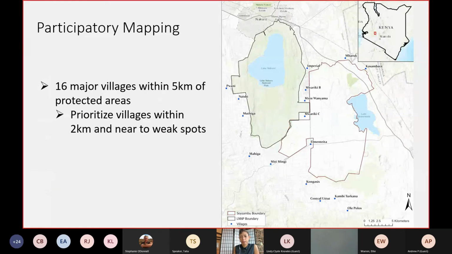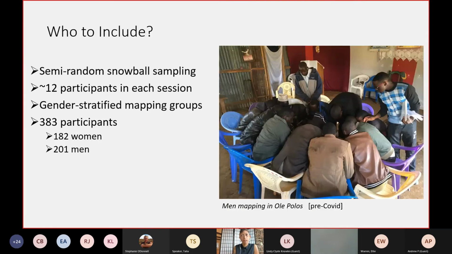Of course, we also used participatory mapping. We chose 16 major villages outside of the protected areas, focusing on villages that were near weak spots in the fence. I'll intentionally dive a little deeper into the methods so you can get a sense of how this works. We had nearly 400 participants from these villages, with about a dozen participants in each session so that the completed maps they were drawing on would be legible to us later.